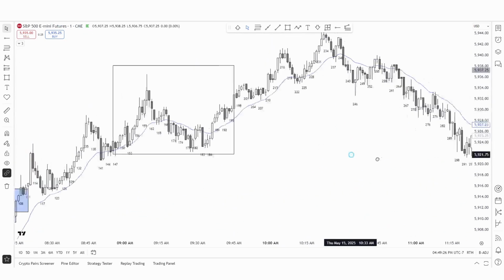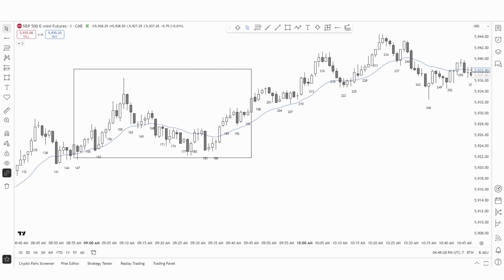There's your multiple legs down. Leg 1, pull back, leg 2, pull back, leg 3, pull back, leg 4, pull back, leg 5. Rally. Leg 6, 183, creates a double bottom. Bears are trapped here. We're going to short higher.